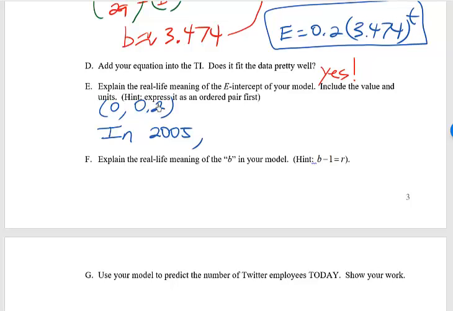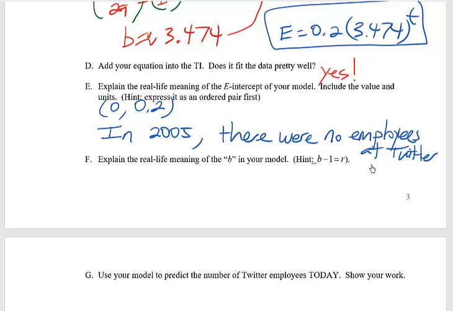So I think what we're saying is in 2005, there were 0 employees at Twitter. And that very well may be true. I'm not sure what year Twitter began, but that's what our model is telling us.